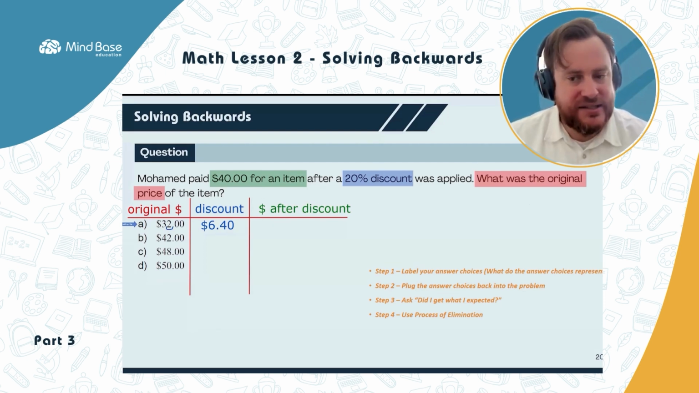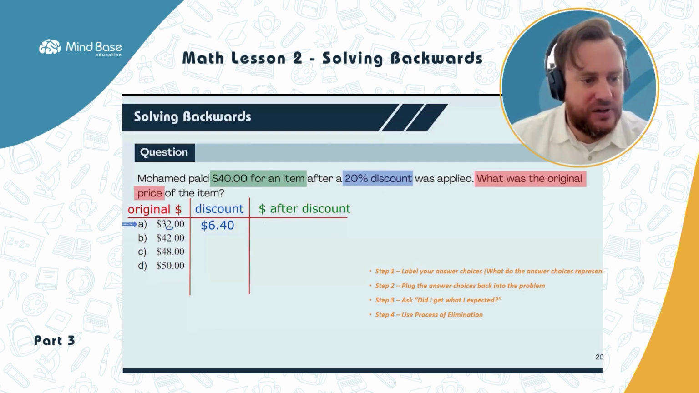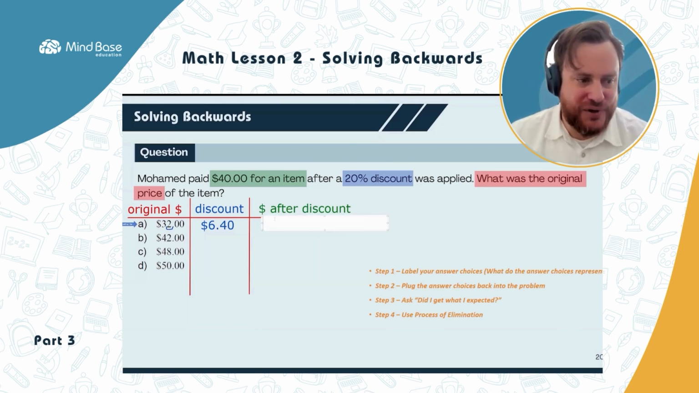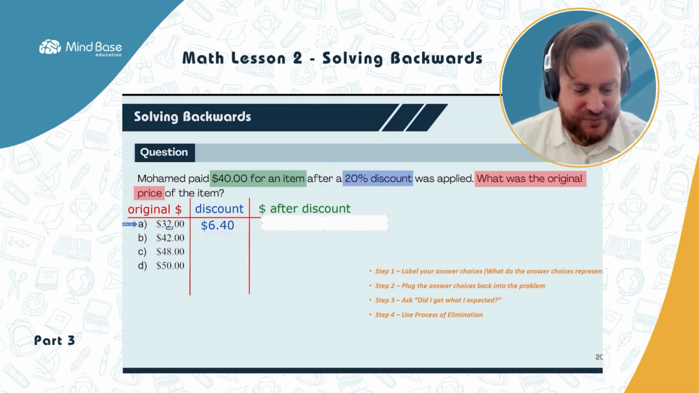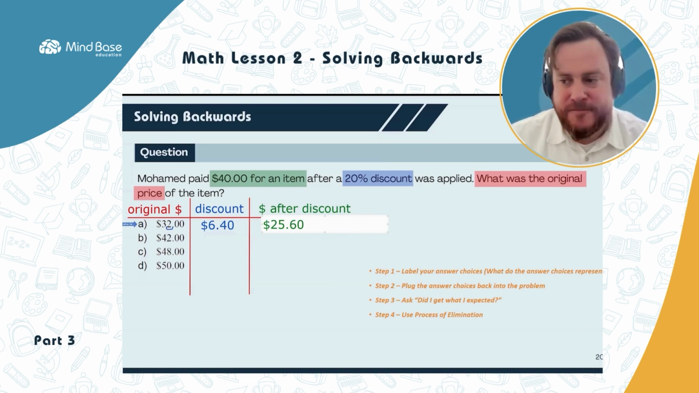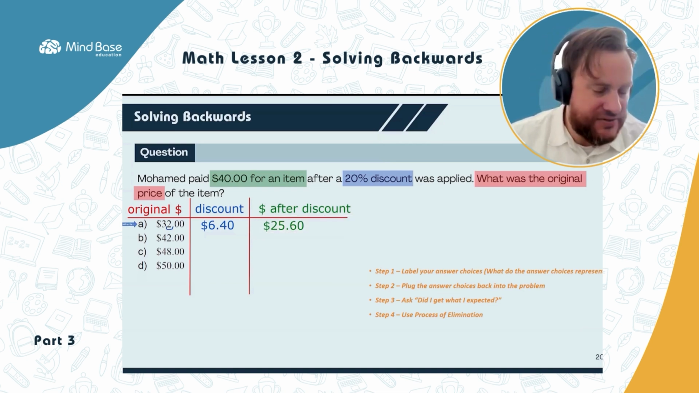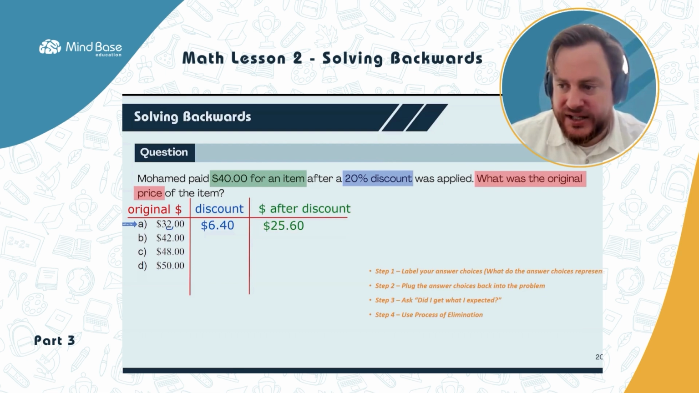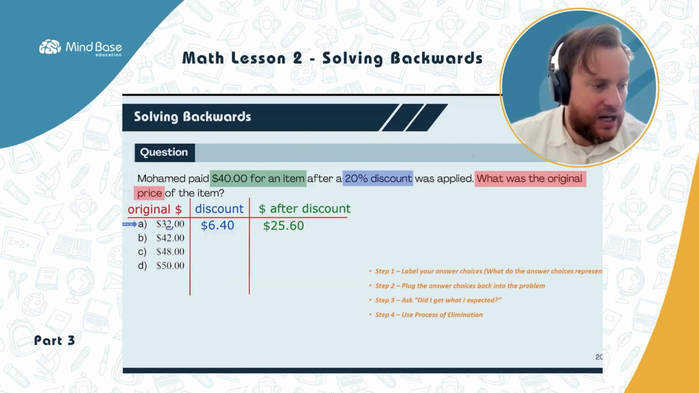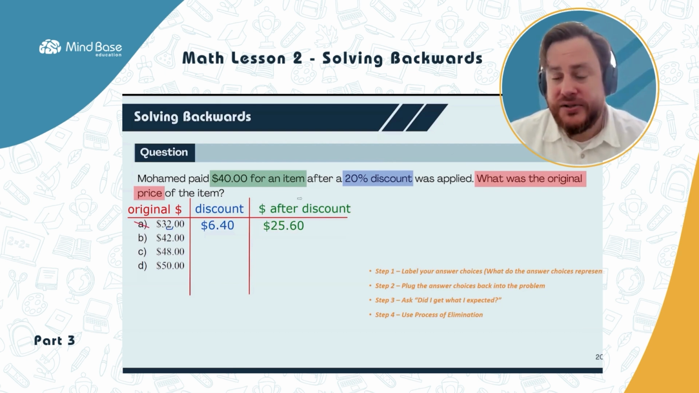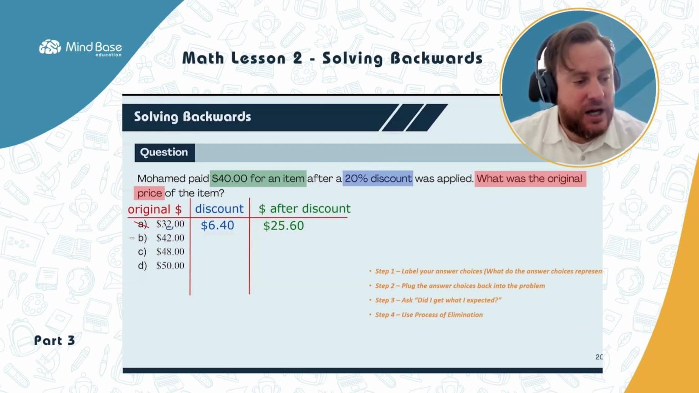$32 minus 6.4. Well, you know you're not going to get $40, right? Because we're starting out with less than $40. So we don't even really have to do the math to know that it's not going to be answer choice A. So let's do the rest of these here.